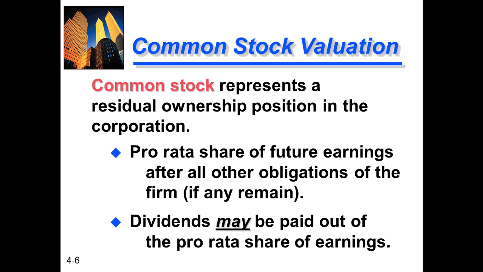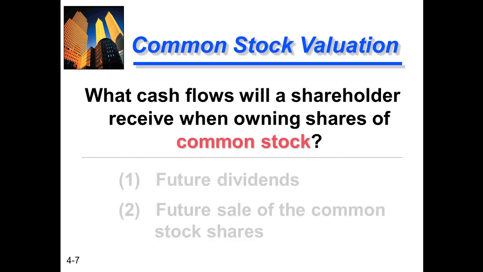The dividends are paid out on the pro rata share of earnings. So it is proportionate: your profit, your income, will be on the basis of your shares. If you own 100 shares, your income will be based on 100 shares. If you own 1000 shares, your income will be based on 1000 shares. Therefore it is called the pro rata share of future earnings.